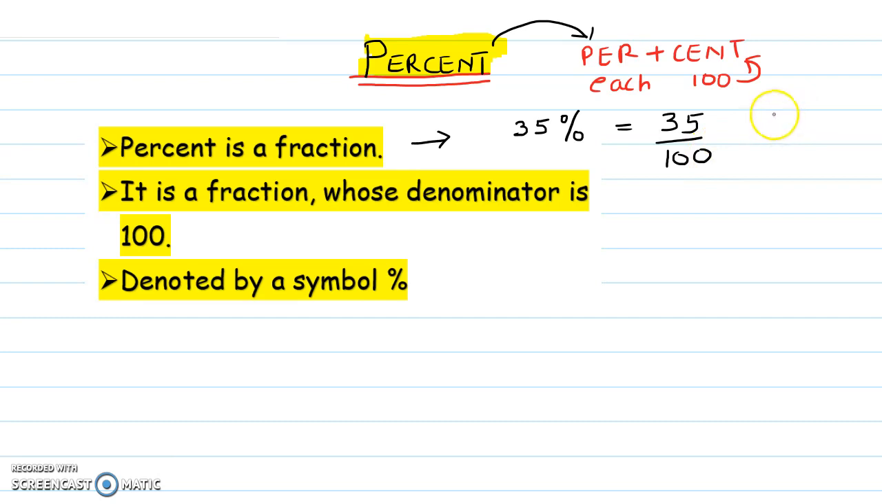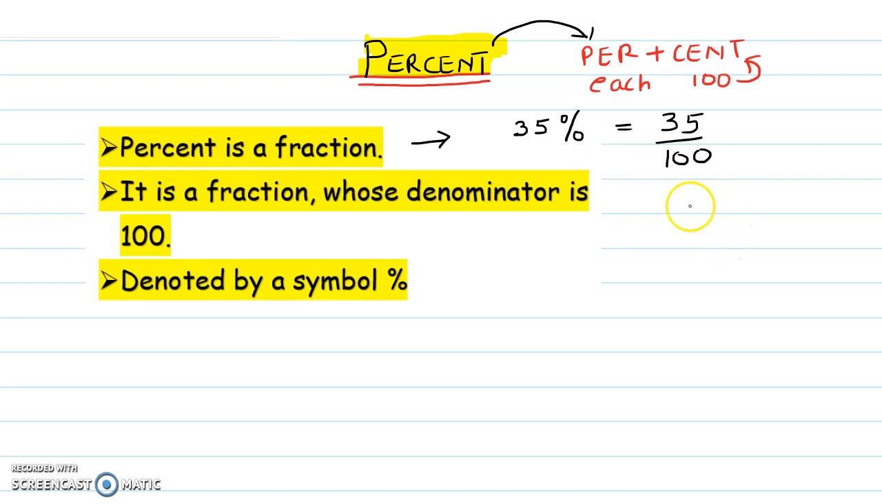Now the question comes, can it be per thousand? Yes, it can be per thousand, then we need to divide by 1000. Can it be per 10? Yes, it can be per 10, then it will be divided by 10. But in today's lesson we are going to learn percent, so we are going to divide by 100, and this is the sign of percentage.